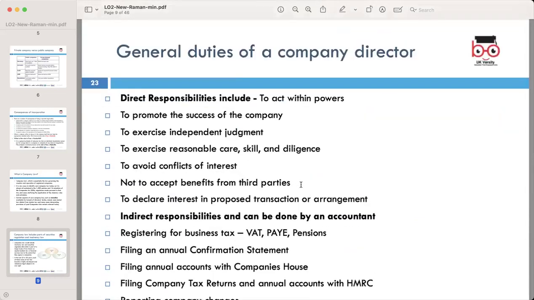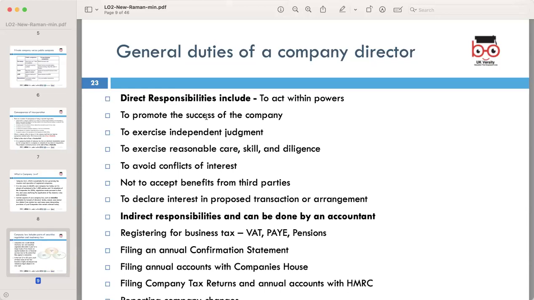When we talk about general duties of directors, there are many general responsibilities, indirect and direct. Company directors have various responsibilities, both direct and indirect, in ensuring the smooth functioning of the company. Direct responsibilities include acting within their powers, promoting the success of the company, exercising independent judgment, maintaining reasonable care, skill, and diligence, avoiding conflicts of interest, not accepting benefits from third parties, and declaring interest in proposed transactions.